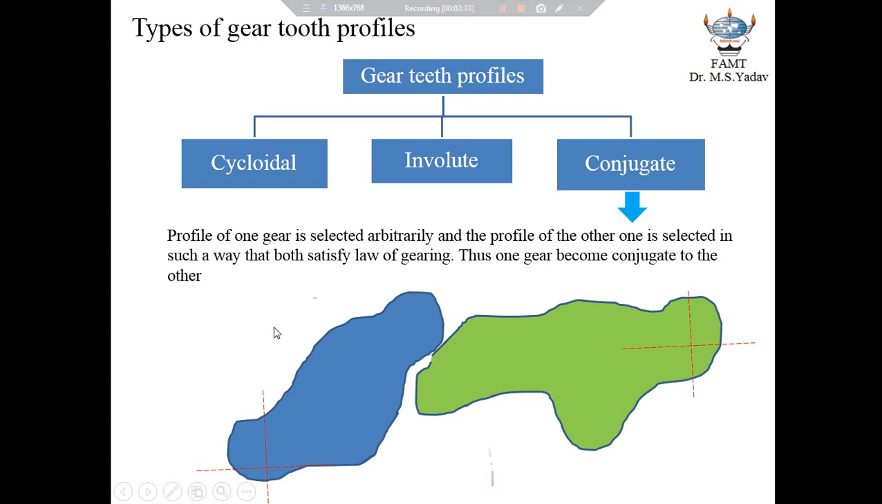So this one is the pitch circle for this gear, this one is the pitch circle for this gear, this one is the pitch point, this one is the point of contact, this one is the common tangent, and this one is the common normal drawn at the point of contact. So the common normal drawn at the point of contact is passing through the pitch point, and thus both are satisfying the law of gearing, and hence one becomes the conjugate to the other one.